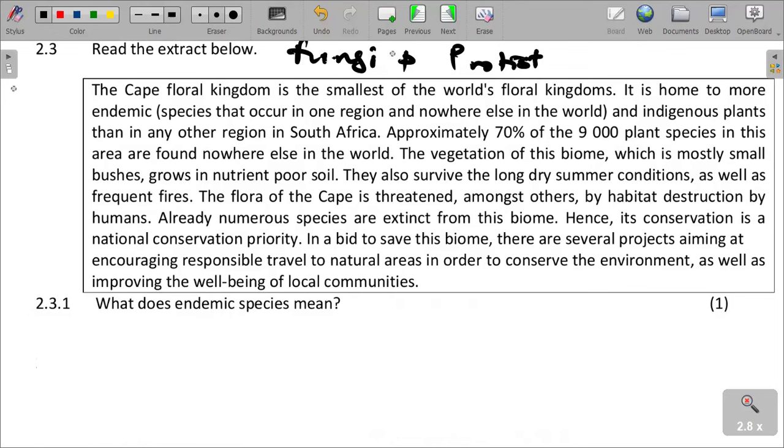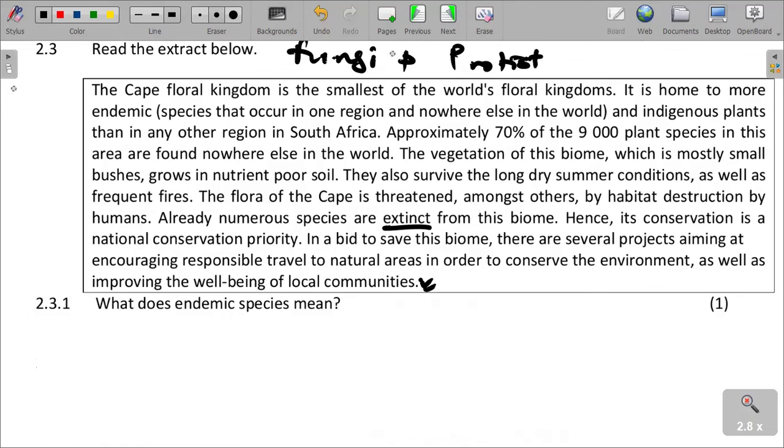The flora of the Cape is threatened, amongst others, by habitat destruction by humans. Already, numerous species are extinct from the biome, hence its conservation is a national conservation priority. Therefore, we can say it's an endangered one. In a bid to save this biome, there are several projects aiming at encouraging responsible travel to natural areas in order to conserve the environment as well as improve the well-being of local communities.